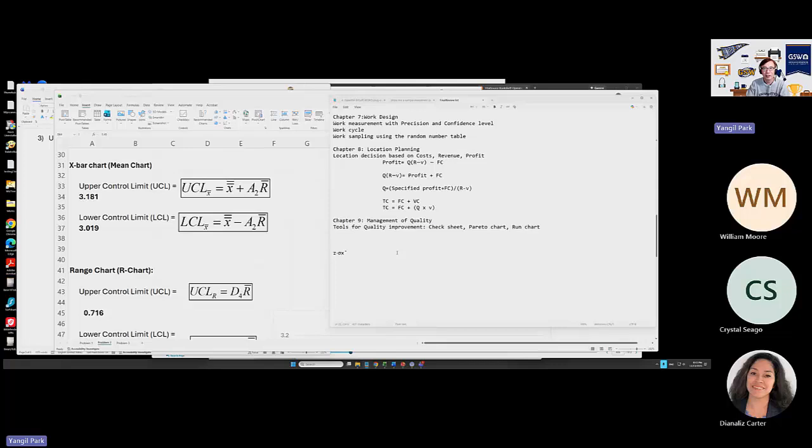Chapter 9, management of quality. So more of check sheets and Pareto chart, run chart, which was simpler than other chapters. Then chapter 10 we just talked about. So that's kind of a summary of those 4 chapters. I'm talking about the problem solving questions. All right, any questions?